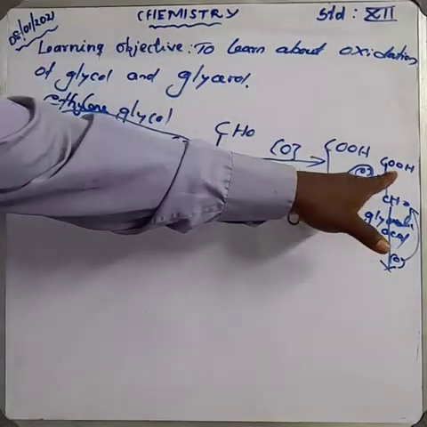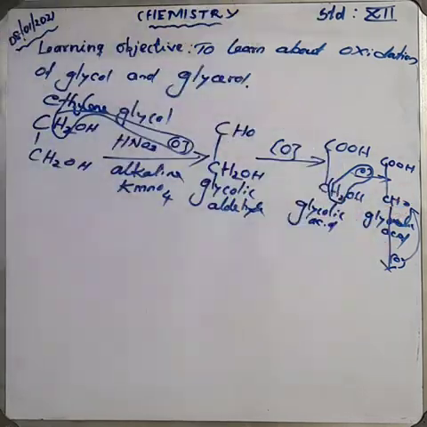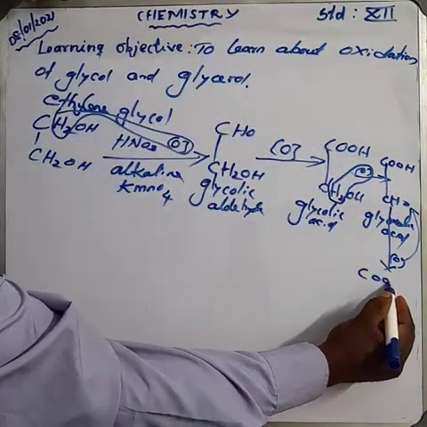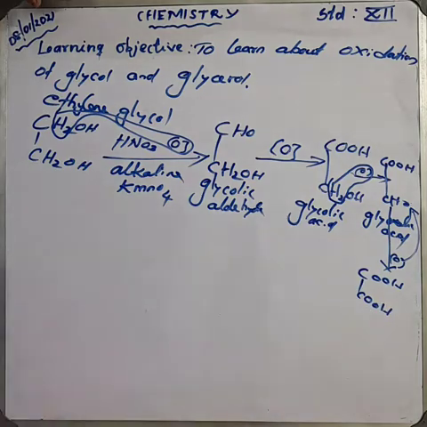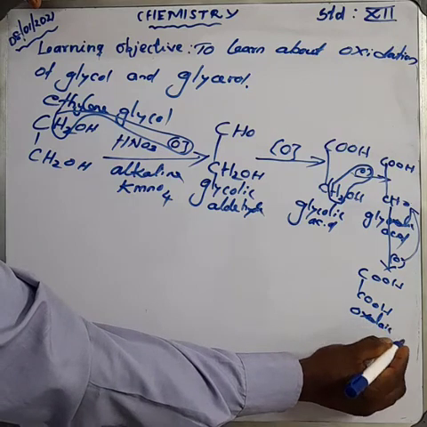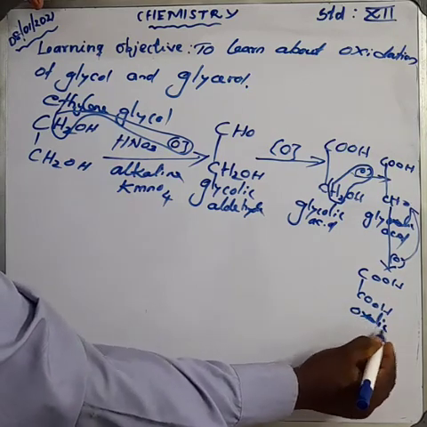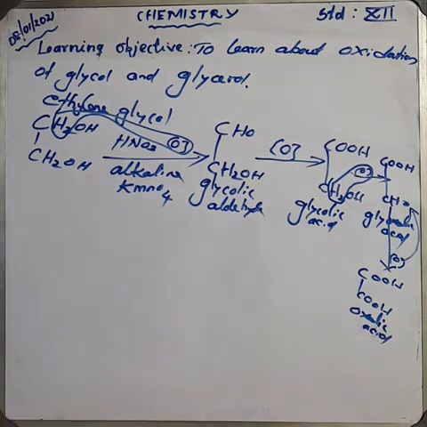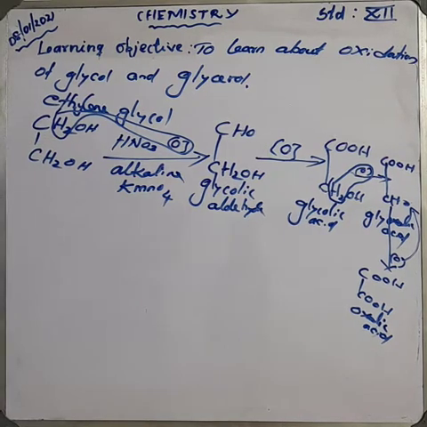So COOH, here also COOH. Here the name of the compound is oxalic acid. Okay? Can you understand that? What is the first step? This is the ethylene glycol.